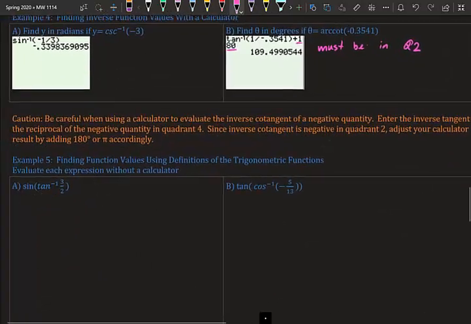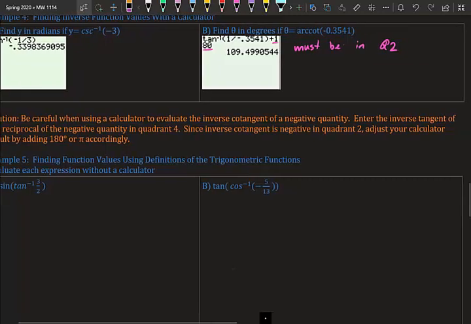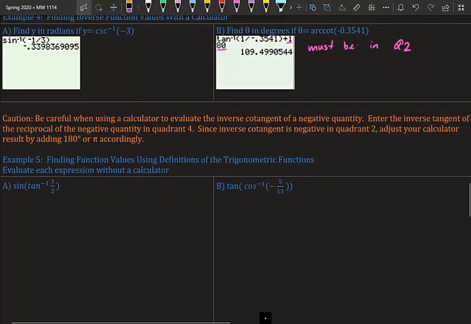So be careful when using a calculator to evaluate the inverse of cotangent of a negative quantity. Enter the inverse tangent of the reciprocal of a negative quantity in quadrant 4. Since inverse cotangent is in quadrant 2, you adjust the result by adding 180 or pi accordingly. And that's all because it was negative.